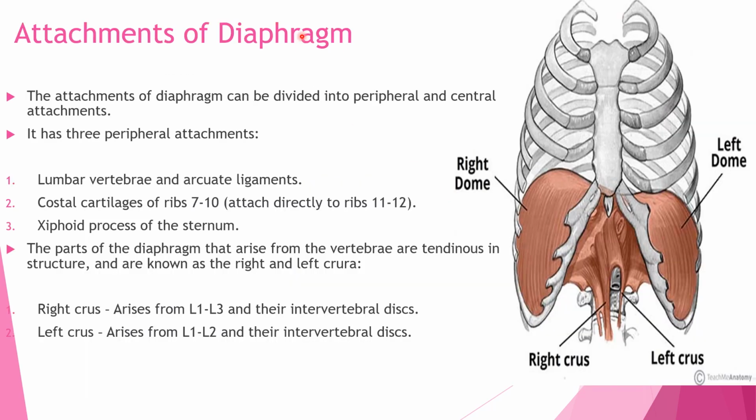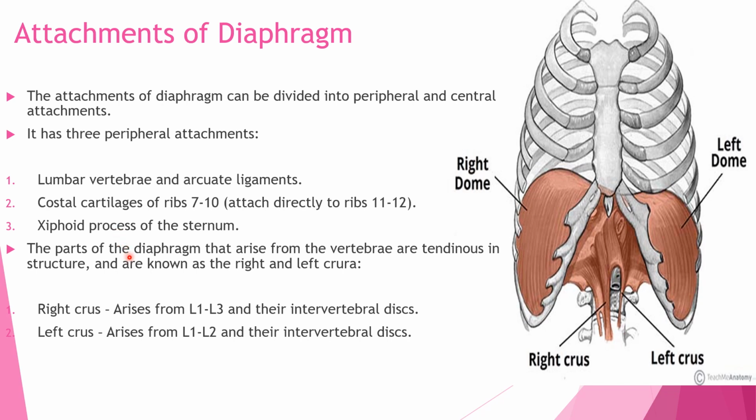Coming to the attachments of the diaphragm. The attachments can be divided into peripheral and central attachments. It has three peripheral attachments. First, lumbar vertebrae and arcuate ligaments. Second, costal cartilages of ribs 7 to 10. And third, the xiphoid process of the sternum.